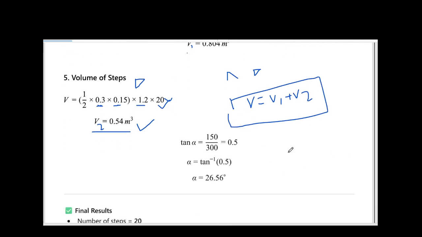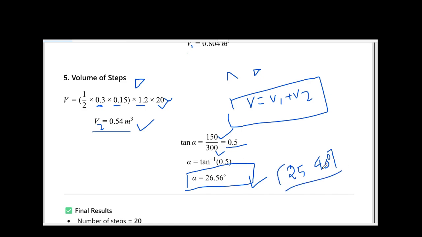Now, second, I'm going to find the slope here. There are two methods actually. If you find it using the tread and riser, the ratio of the height of the riser to the tread is 0.5, and alpha is tan inverse 0.5, which is 26.5 degrees. That is okay because it is in the range of 25 to 40. As per the IS code, it is recommended to use the stair within this range. The inclination should be like that.